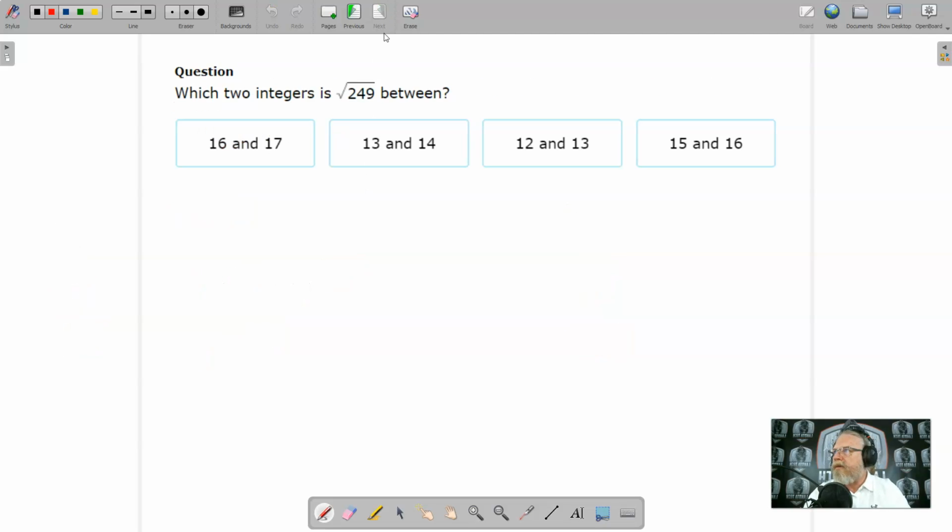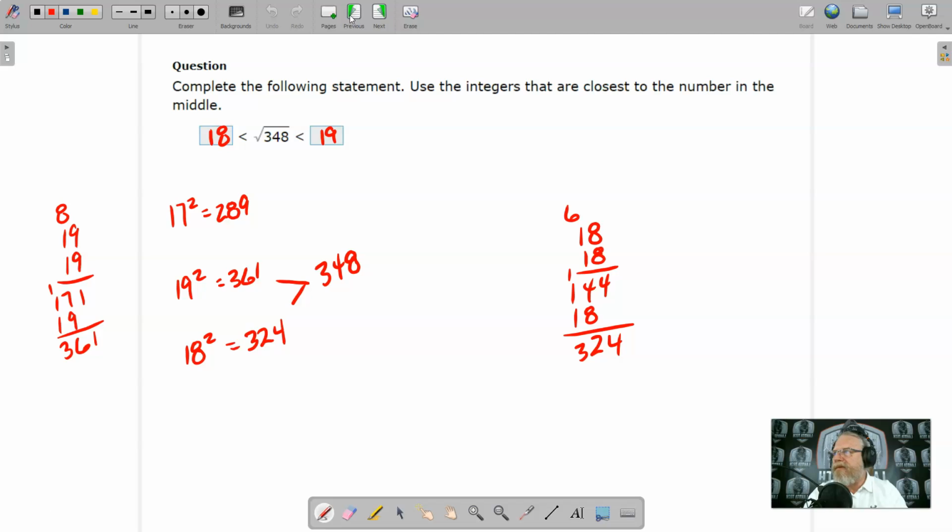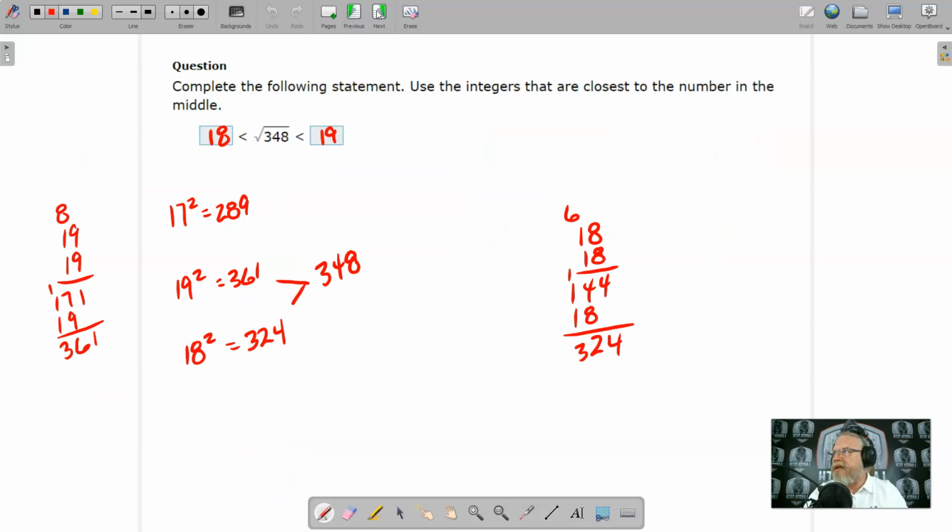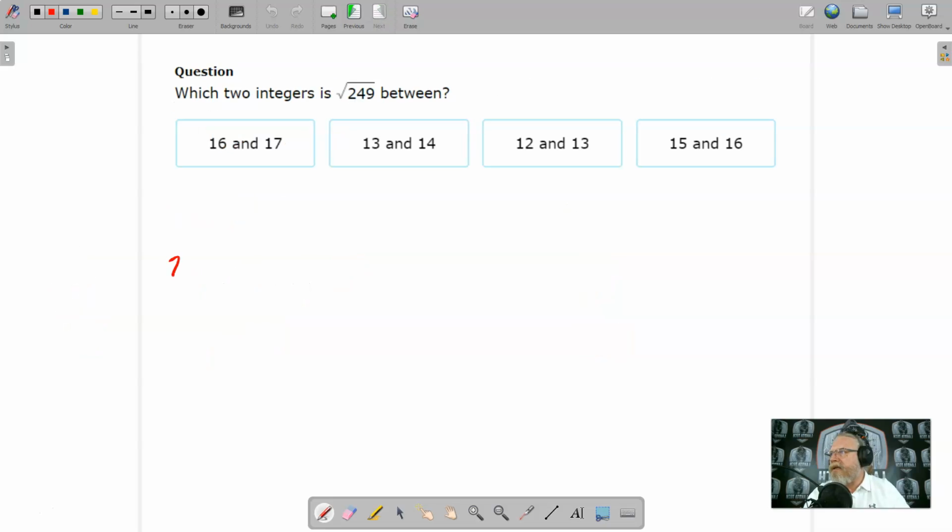All right, last question. Which two integers is 249 between? Gee, let's see. Can we go back? Did we do 249 yet? 17 squared is 289. All right, 17. Have we done 16 squared? 256. 256 and 289. 256, 289, and that was 16 squared.